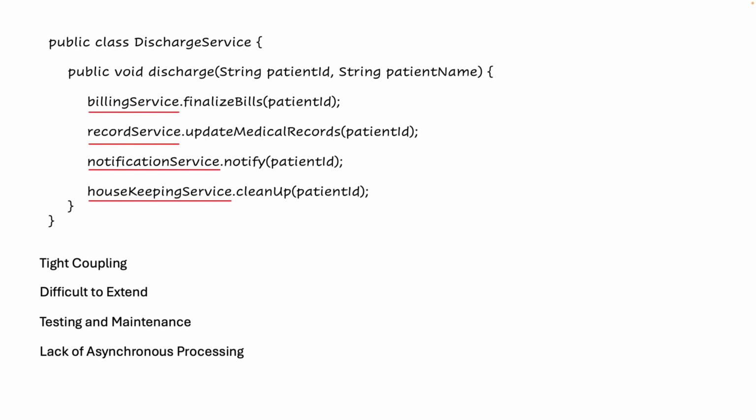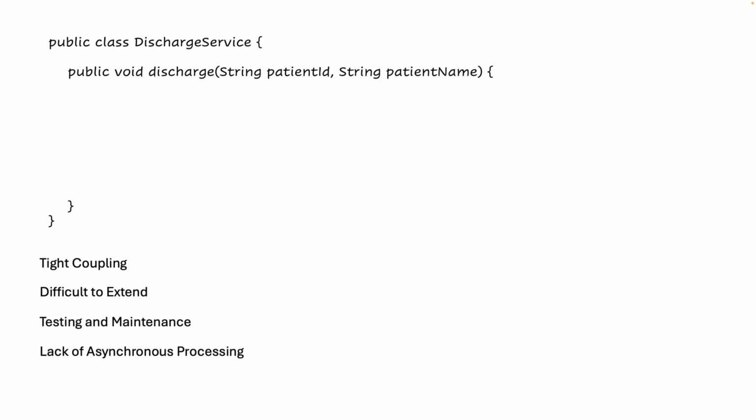Now then, how can we make it better? To do that, let's remove this service dependency and make our implementation loosely coupled. Now you might ask me, hey, if we remove the service dependency, then how can we perform these operations like the billing operation, notification operation, and updating the medical record? How can we do that?